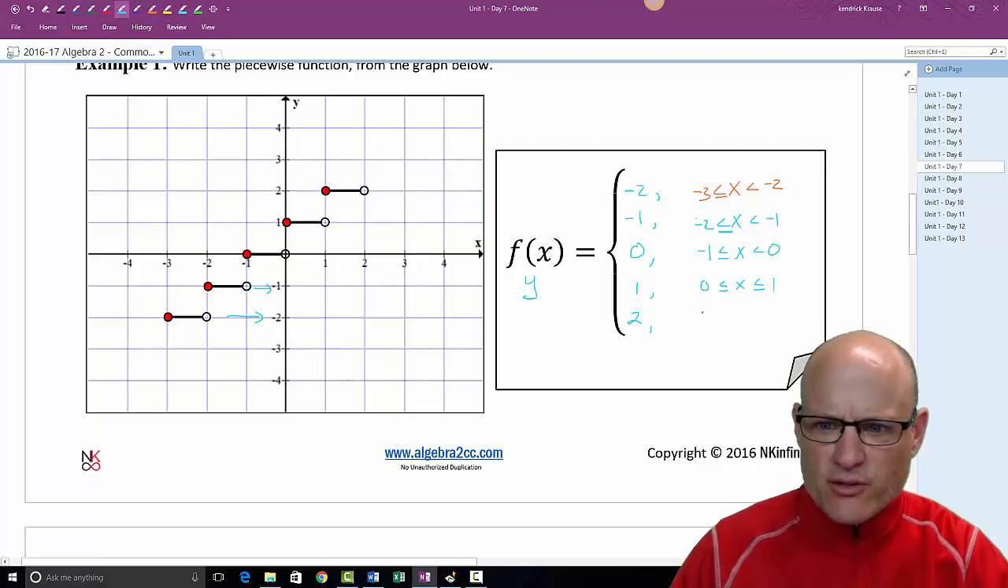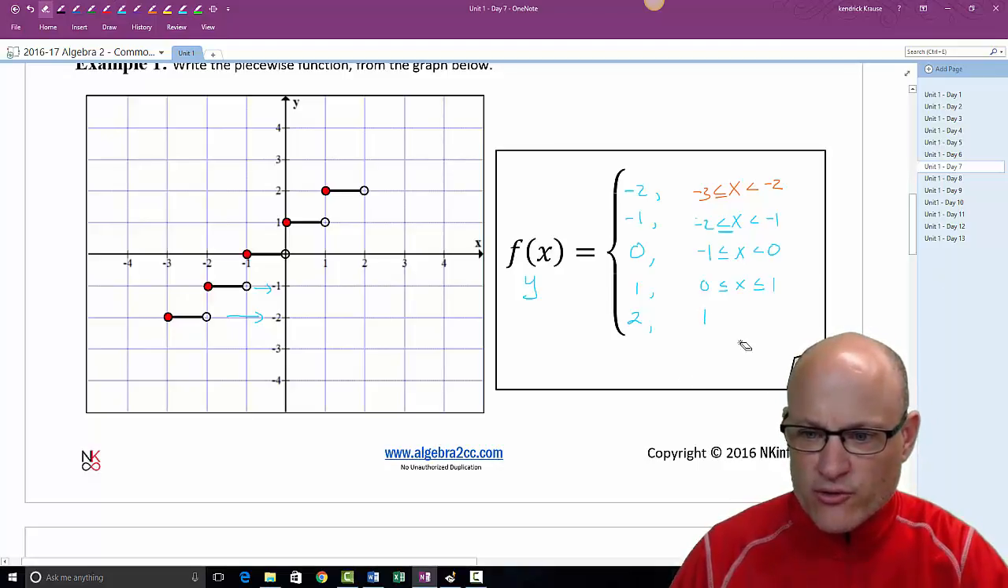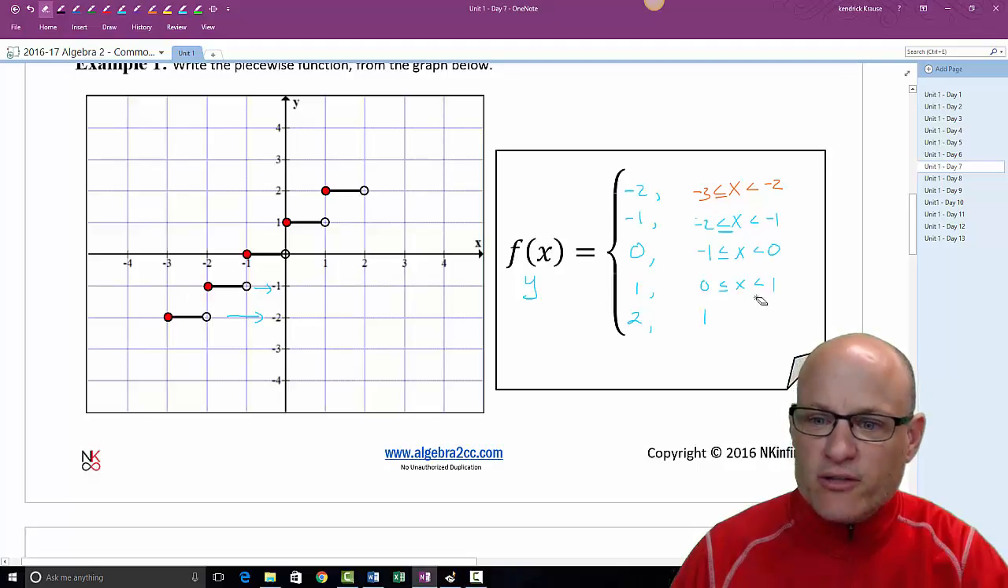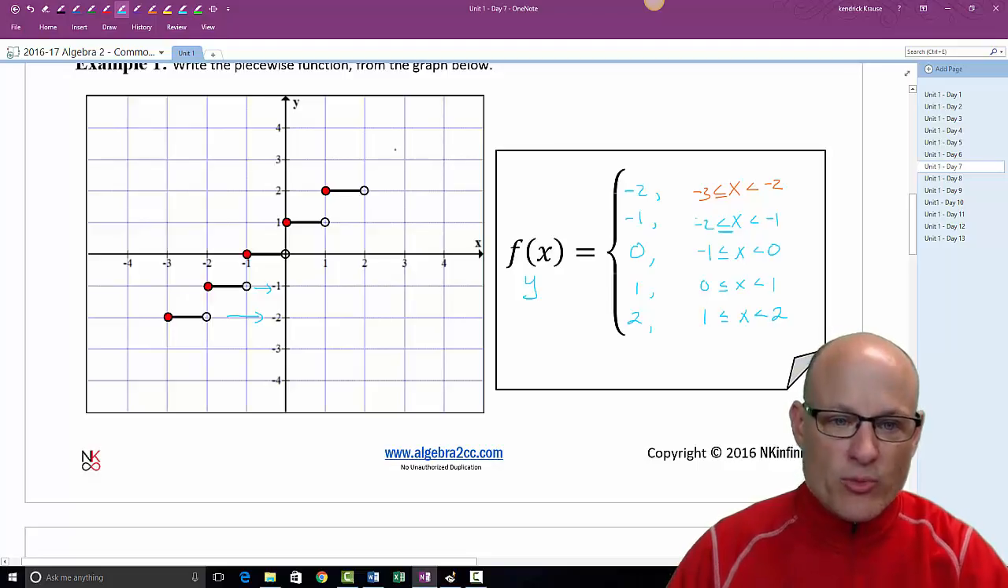Sorry, my eyes are going crazy. From 1, oh, I put an equal to here. There is no equal to on this one. Let's get rid of that. 1 less than or equal to x less than 2. And we ended with an open circle here.